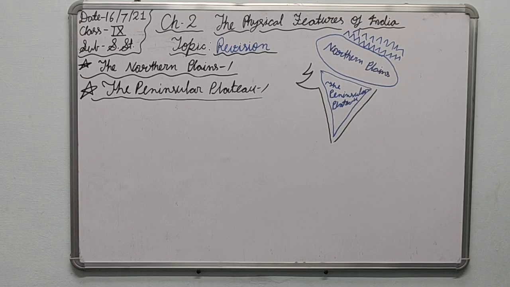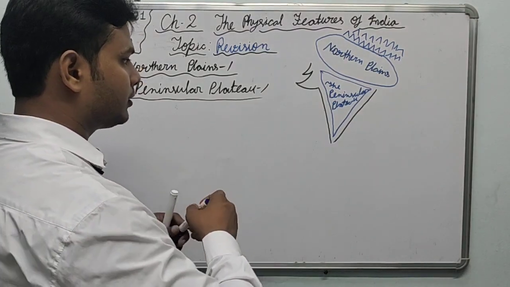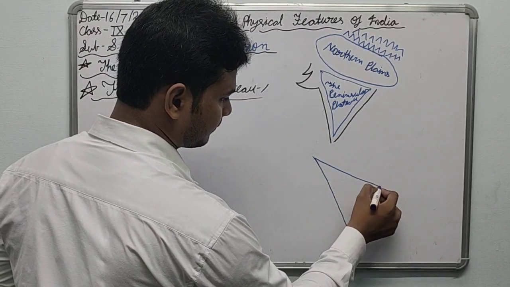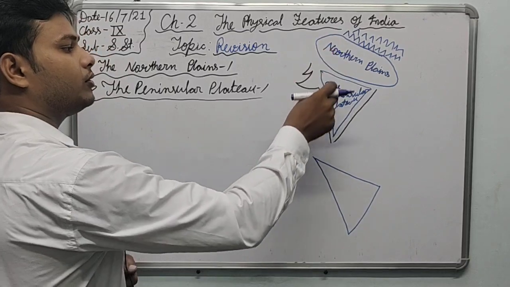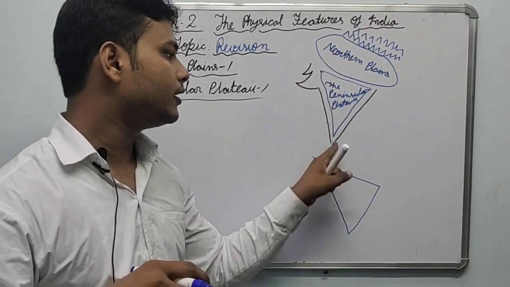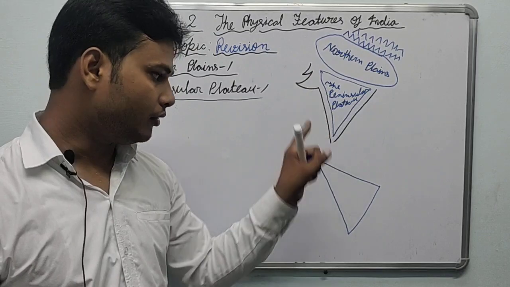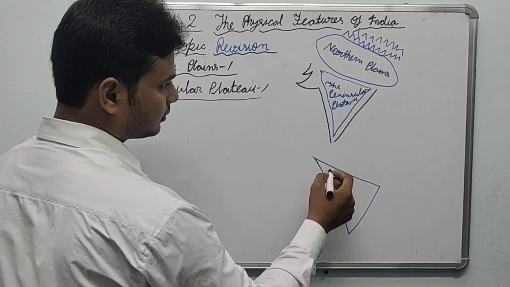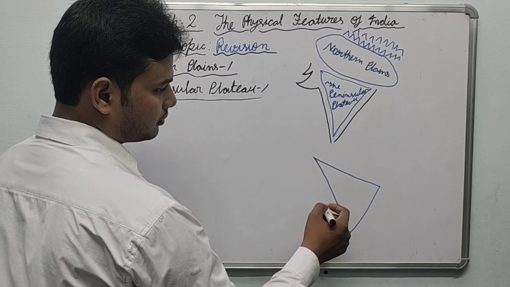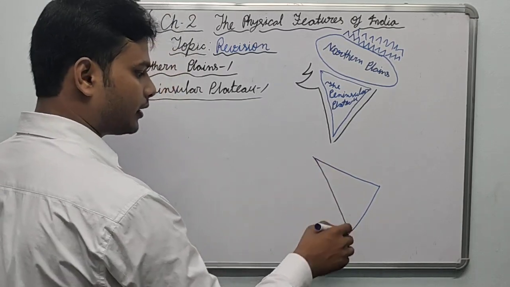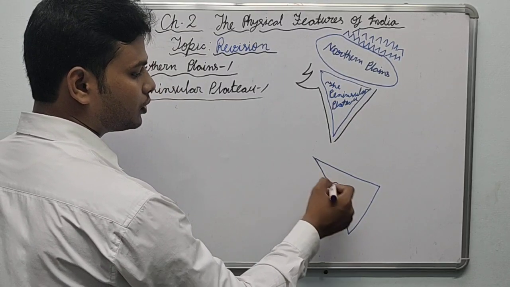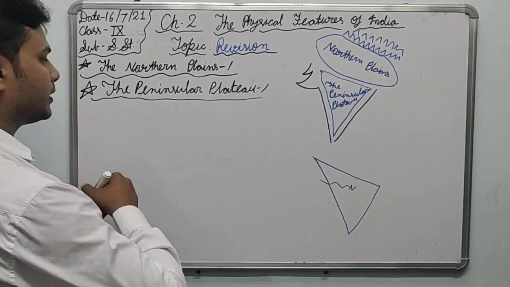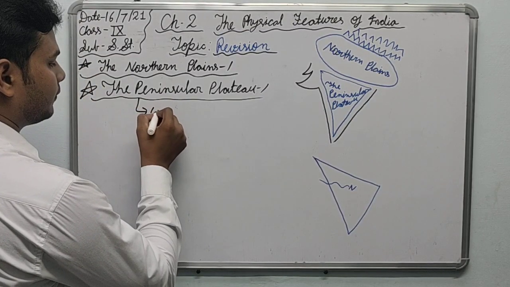Look, and now the peninsular plateau. So look, the structure of the peninsular plateau is like this. Okay, so we can say that in the south direction of the northern plains there is the plateau known as the peninsular plateau of India. This peninsular plateau is divided into two parts by the river Narmada.